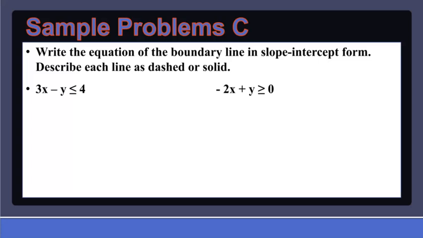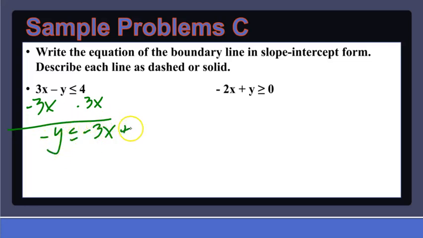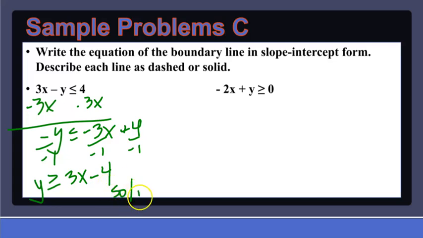Next, write the boundary line for these. So here I need to subtract 3x on both sides. Negative y is less than or equal to negative 3x plus 4. Divide by negative 1 on both sides. And I have y is now greater than or equal to 3x minus 4. I had to flip the symbol because I divided by a negative. Since it has the equal to, this would be a solid line.